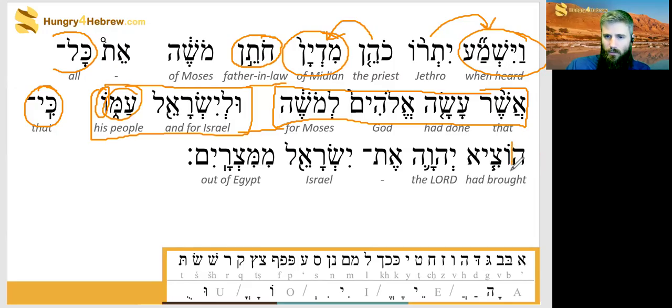Well, the root, in one form or another, is related to this. Yatsa was originally watsa with a hif'il causative hey at the front. He caused to go out, that is, the Lord did. Whom did he cause to go out? Et Yisrael. From where? Mi Mitzrayim, from Egypt. All right, comments, questions?